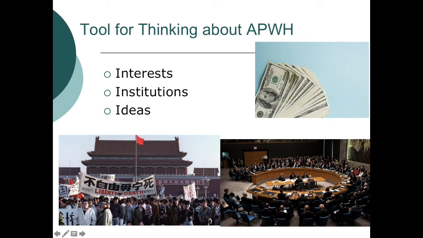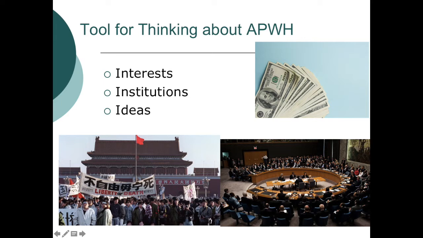Ideas also have a huge role in AP World History. So ideas can be stuff like ideologies. We went through a lot of isms in this class: fascism, communism, Marxism, capitalism. Cultures, norms, and other things can have a huge impact on world events and obviously have a huge impact today.